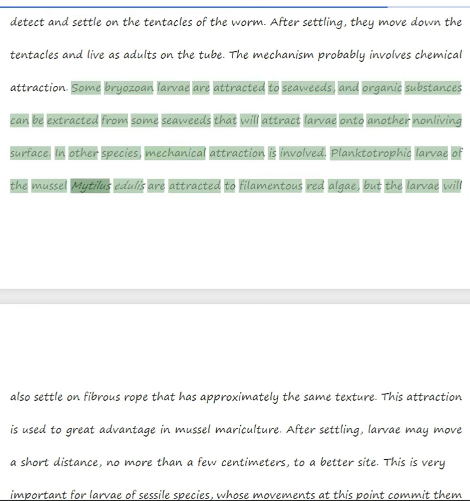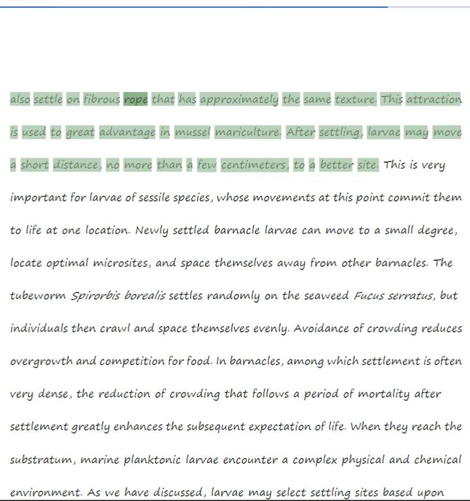Planktotrophic larvae of the mussel Mytilus edulis are attracted to filamentous red algae, but the larvae will also settle on fibrous rope that has approximately the same texture. This attraction is used to great advantage in mussel mariculture.